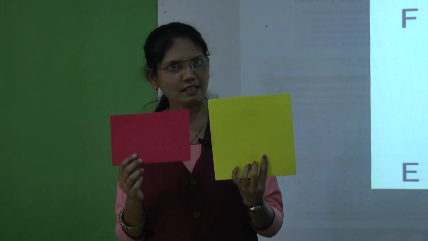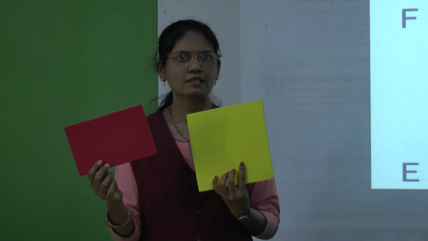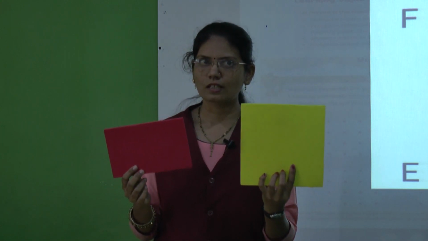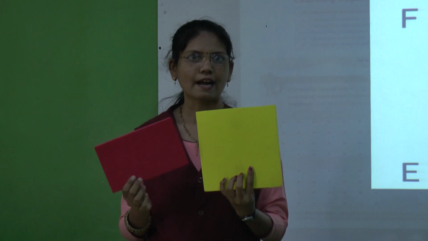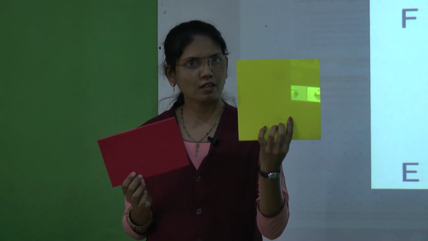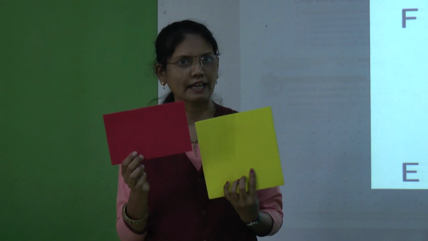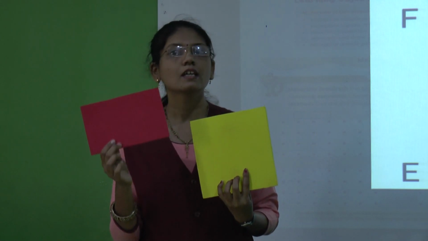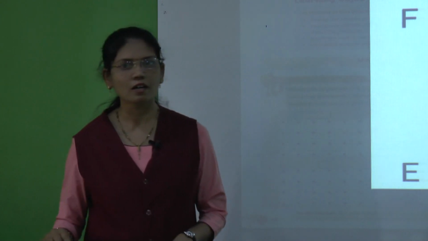The remaining two properties are the same. Square has four sides, rectangle also has four sides. Square also has four corners and rectangle also has four corners. But the difference is that in a square all the sides are equal in length, but in the rectangle only opposite sides are equal in length. So you have to keep these things in your mind.